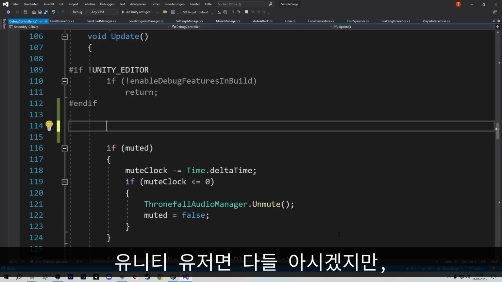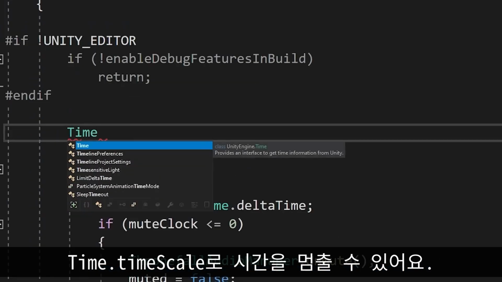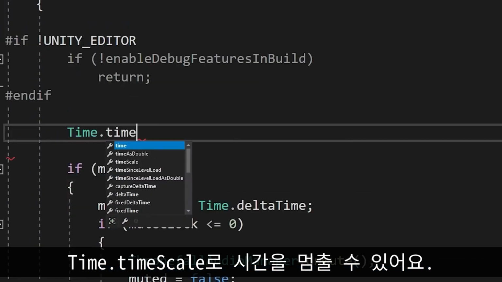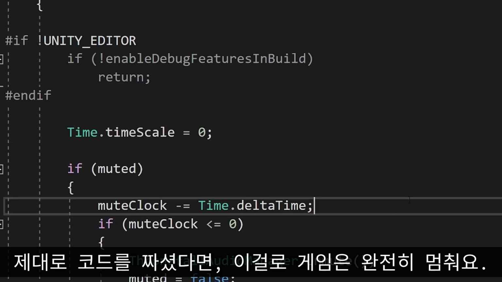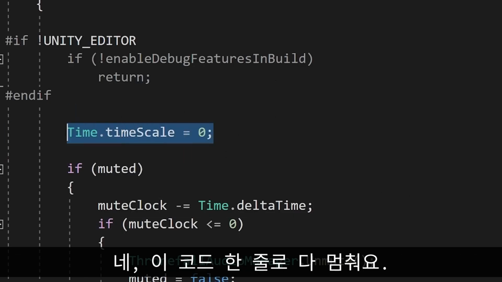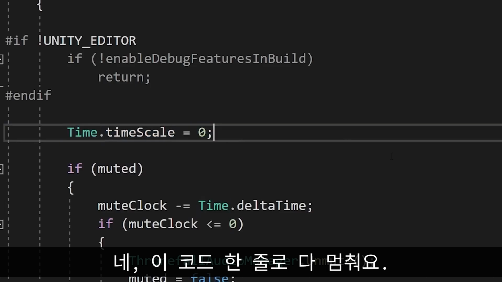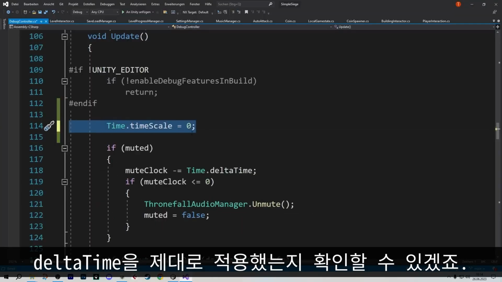Most Unity users know about this, but you can actually pause the game by just setting time.timeScale. And if you set up your game correctly, then nothing should move anymore. This completely pauses your game with 1 line of code. It's also a good line to test if you implemented delta time correctly everywhere.